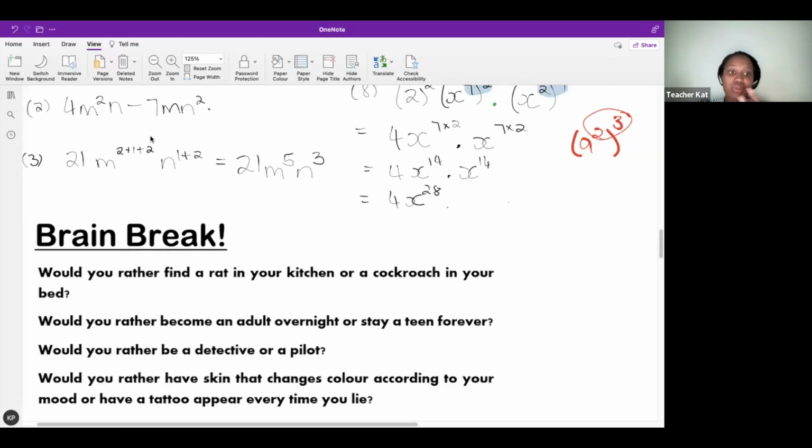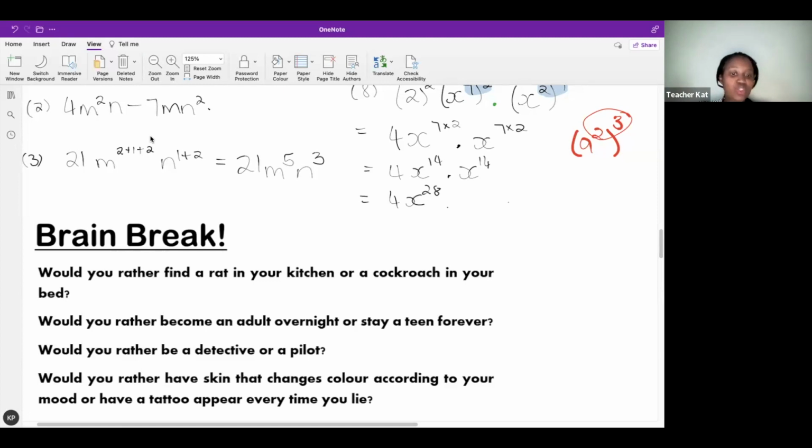Nobody wants to answer. Oh, there we go. Everyone's going with the rats in the kitchen. Nobody wants to deal with cockroaches in the bed. Except Angel. Angel's like, nope. And Buhlali. Wow.